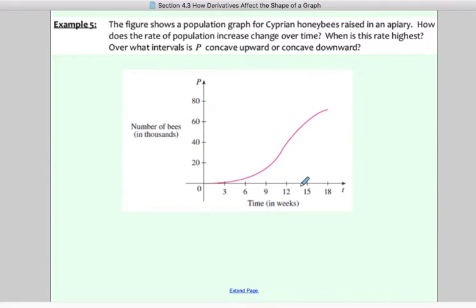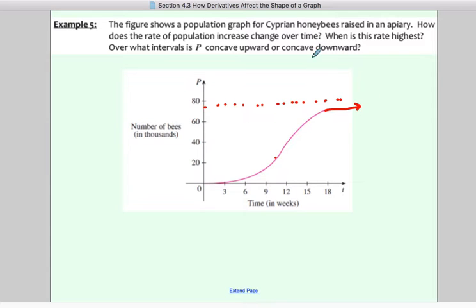Okay. So here's a picture of some honeybees and how their population increases over time. So how does the rate of population increase over time? I would say that it is increasing, and then it increases a little bit quicker, if you could see your tangent line here, and then it starts to steady off. It's not very clear on this graph, but this is probably going to start to level off. It's not going to get very much higher.